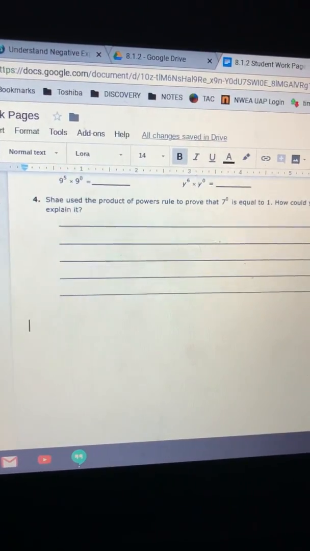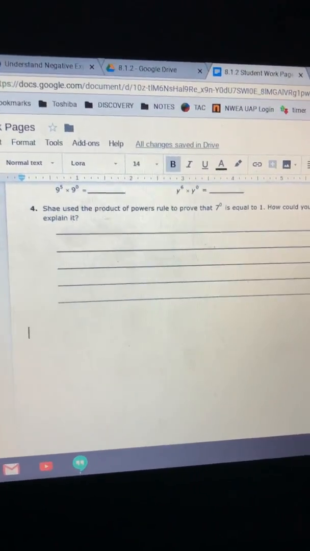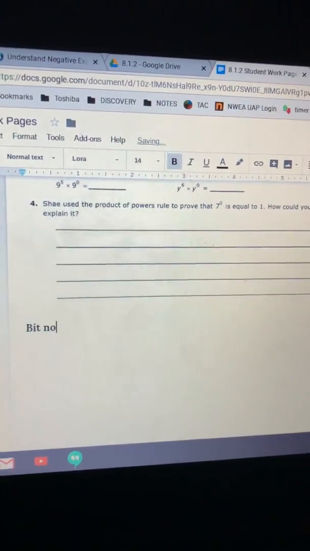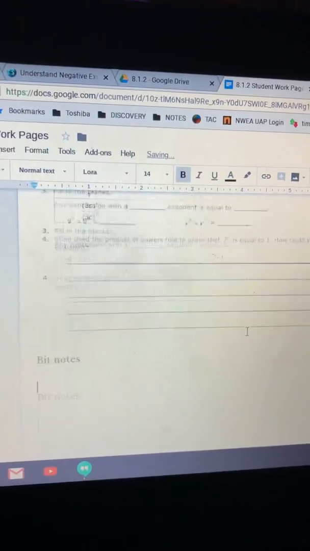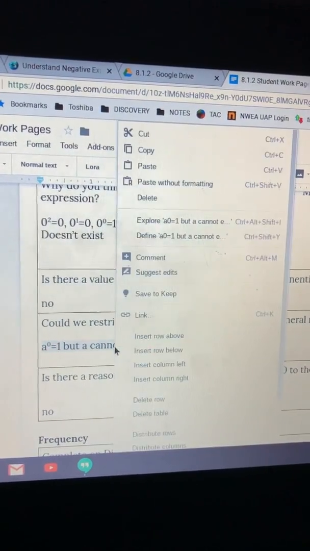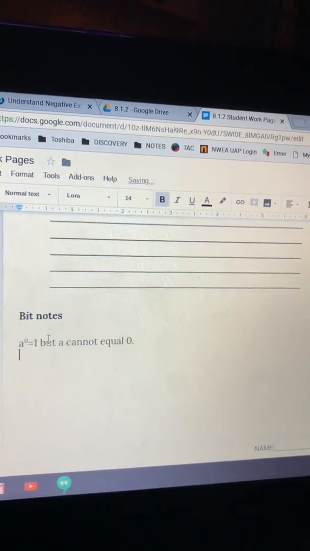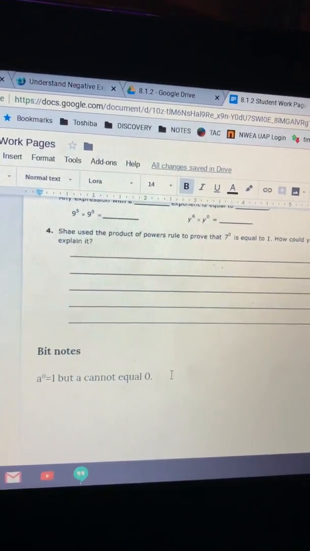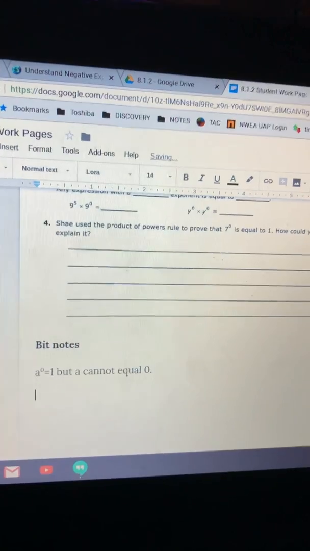Before you start working on it, let's type some really quick bit notes. I really want us to use this rule. So copy, I'm pasting, but I want you to type it or write it underneath your check for understanding. A to the 0 power equals 1, but a cannot equal 0. That works for any variable.